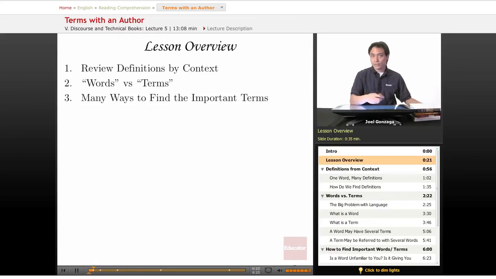So, here's a quick overview of what we're doing. I've done this before, you've heard this before. We're going to review how to do definitions from the context and how important that is. Then we're going to go over a real technical definition of what a word is and what a term is. They do not mean the same thing. Then finally, we're going to go over the many different ways you can find the most important terms and words that an author is using.